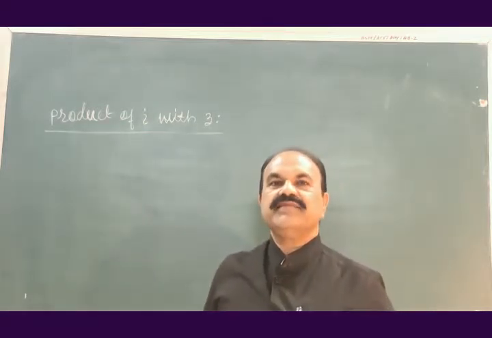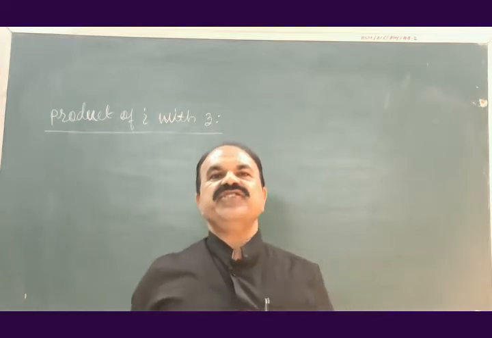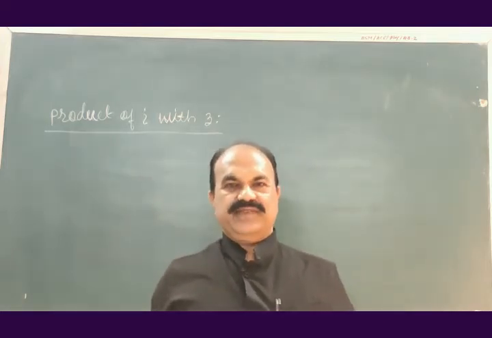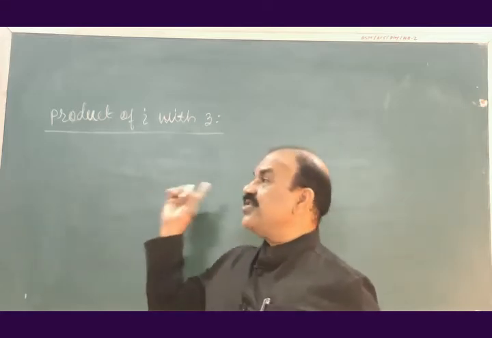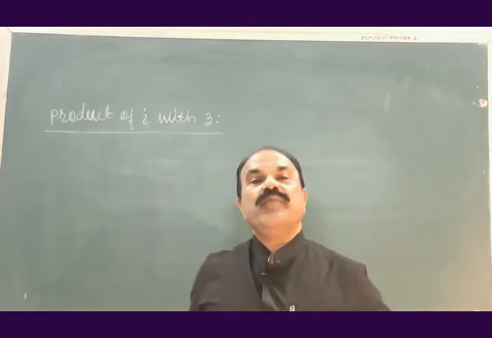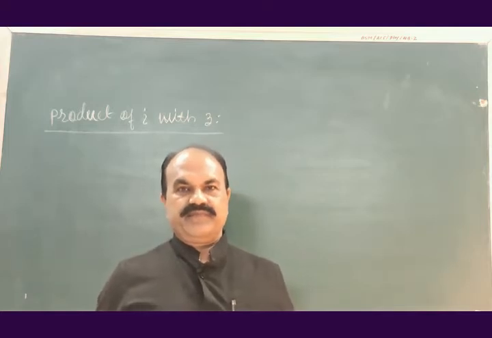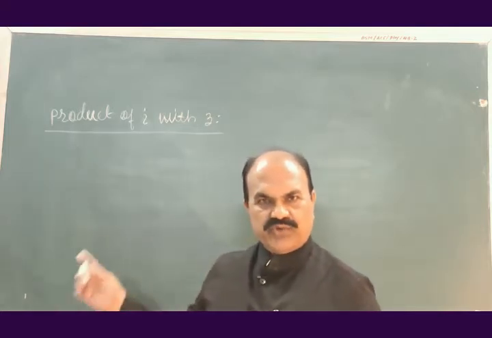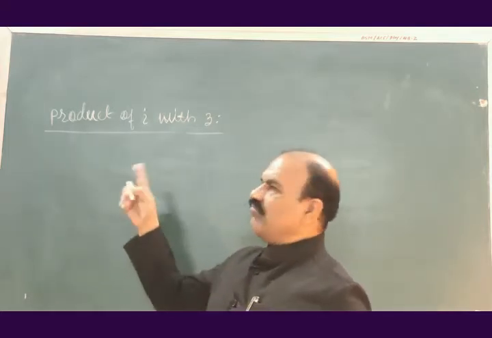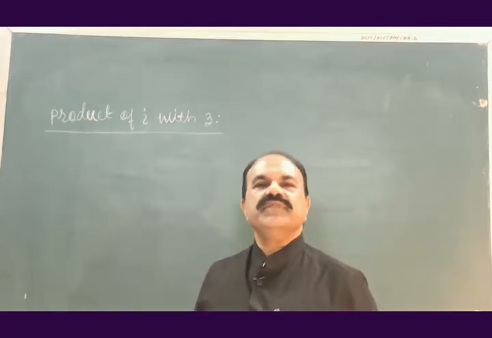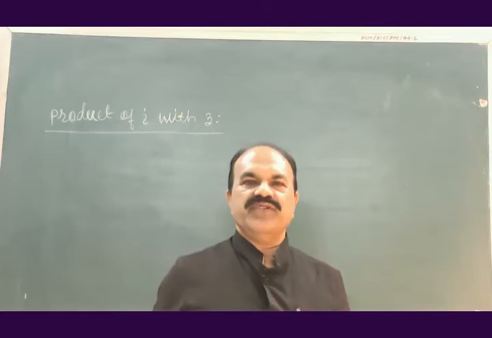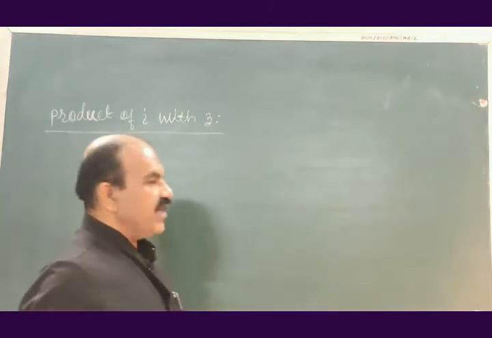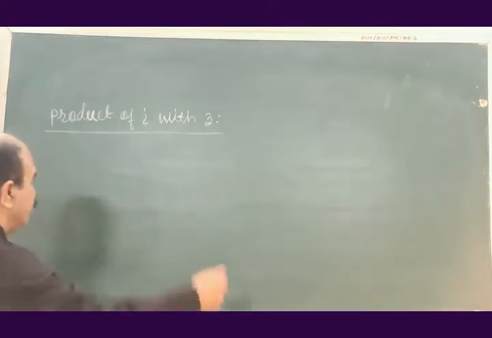What is i? It is the imaginary character. i is equal to square root of minus 1. What is z? z is a complex number. And what we want to do here is take the product of this imaginary character with the complex number z. So let us consider the complex number z.